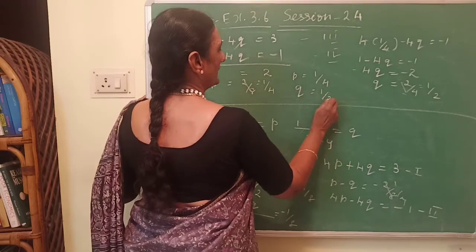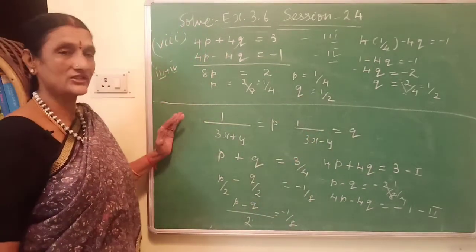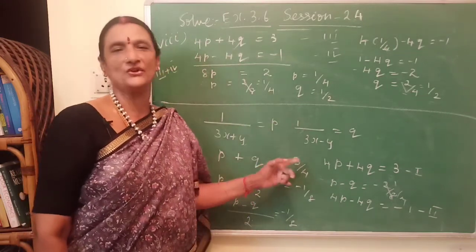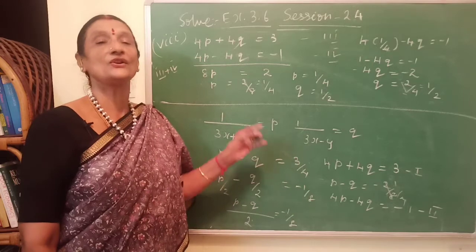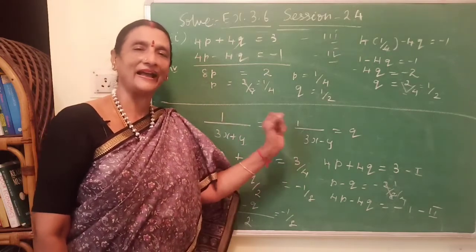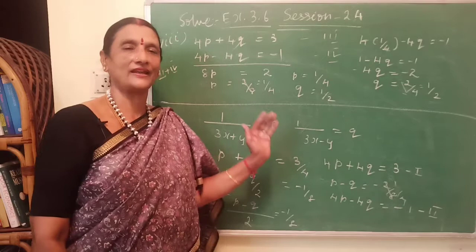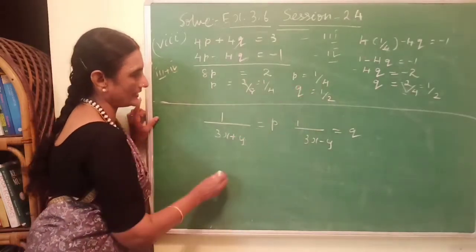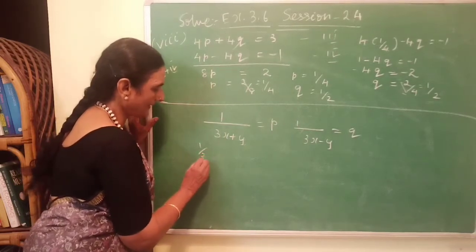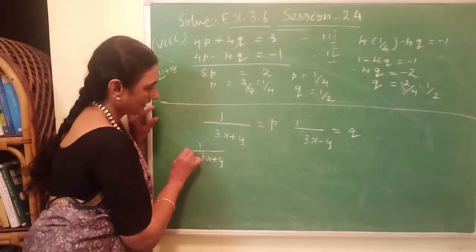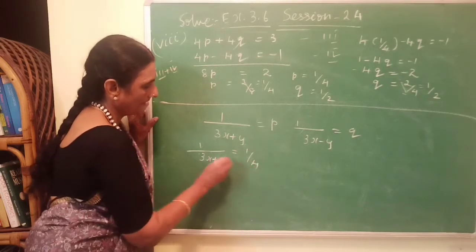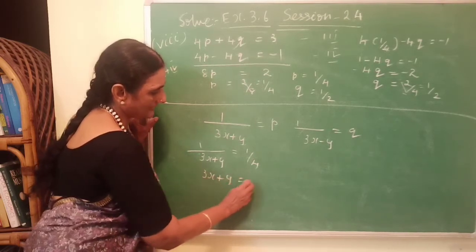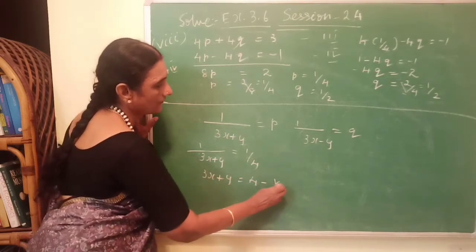Q is equal to 1 by 2 are the solutions of the obtained linear equations. It is not the original solutions of the original equations. So you have to go one step ahead, or we have to go a little more to get the actual solutions. So we have got P is equal to 1 by 4. That is 1 by 3x plus y is equal to 1 by 4. That means numerator is being 1. Therefore, we will get 3x plus y is equal to 4 as equation 5.